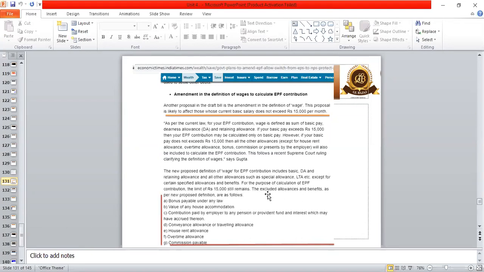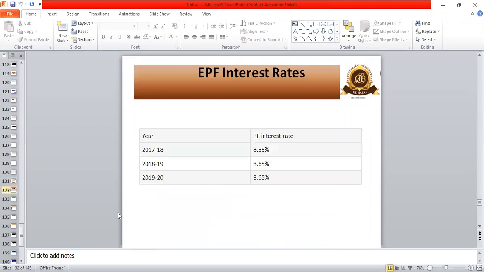The excluded allowances and benefits as per the new proposed definition are as follows. So these are the allowances which would be excluded for the calculation of EPF. Bonus would not be taken, housing accommodation would not be taken, contribution paid by the employer to any provident fund and interest accrued thereon would not be included, conveyance, HRA, overtime allowance, commission payable. So these are the different components which have been kept away from the basic wage for the calculation of EPF. So let's come to another part which is very important.